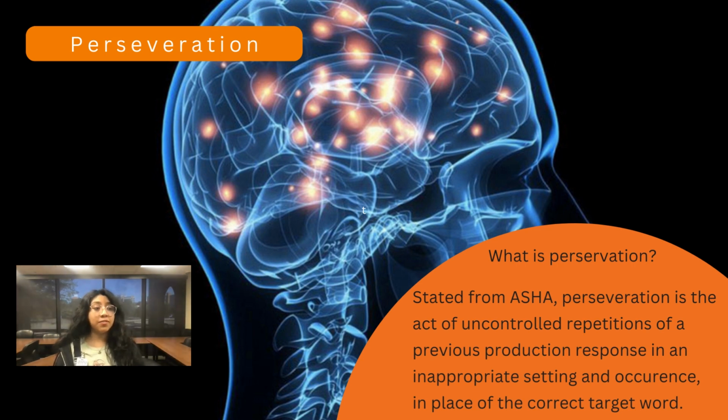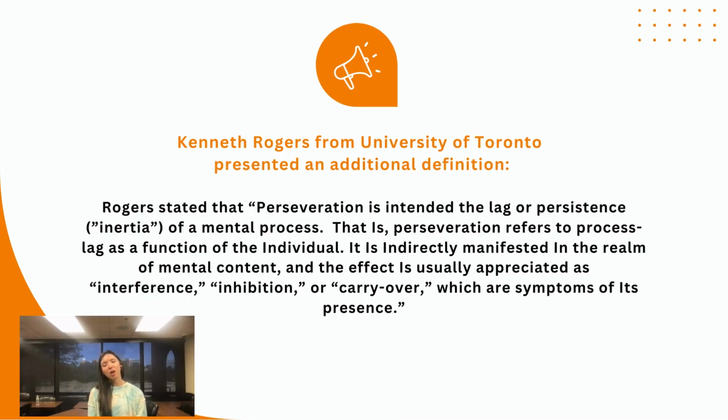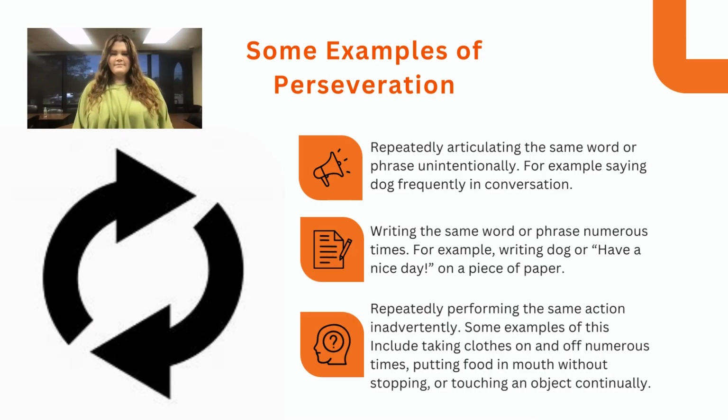ASHA states that perseveration is the act of uncontrolled repetition of a previous production response in an inappropriate setting and occurrence in place of the correct target word. Kenneth Rogers from the University of Toronto presented that perseveration is intended as the lag or persistence of a mental process. This can mean it can be indirectly manifested in the realm of interference, inhibition, or carryover, which are symptoms of its presence.